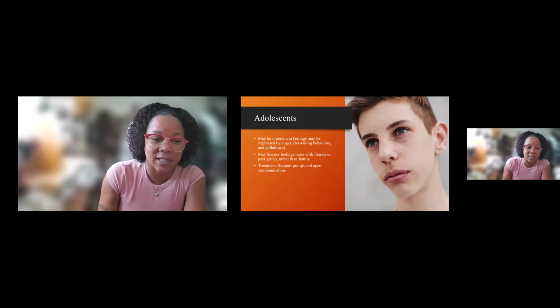With adolescents, they may be intense and have feelings expressed by anger. They may have risk-taking behaviors and withdrawal. They may discuss their feelings more with their friends and peer groups rather than family and parents. Treatment is based on support groups and open communication.